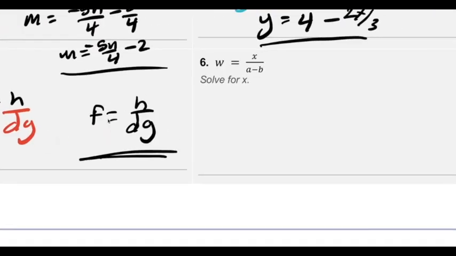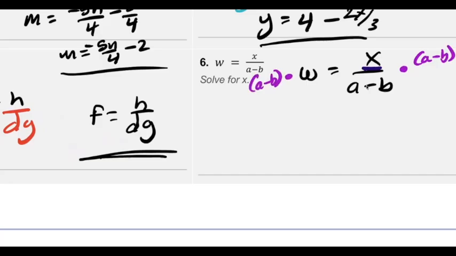Next one, solve for x. Actually, kind of a similar idea. I'm going to rewrite this so it's a little easier to see. I'm going to try to get x by itself. Well, right now, x is being divided by a minus b. So, opposite of dividing, let's multiply by a minus b. Remember, the w is on top. I know this is a fraction. You don't see a fraction here. Technically, it's over 1, and we're multiplying by over 1. You don't have to write that, just in case you're wondering how it works.